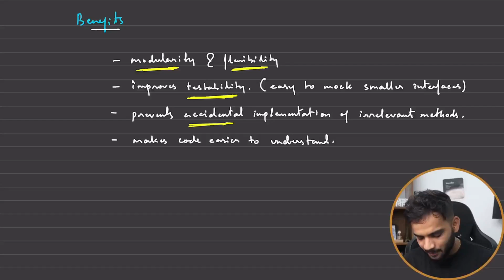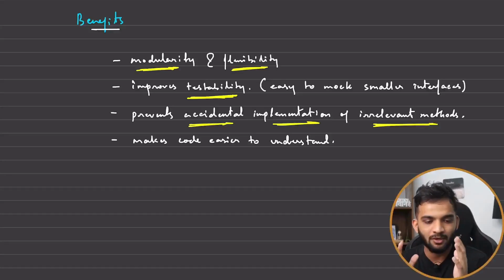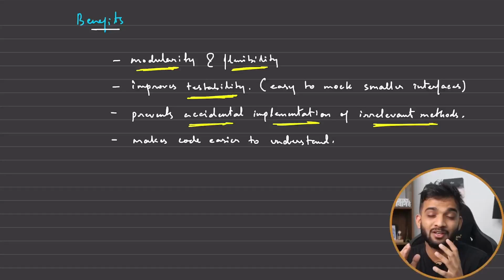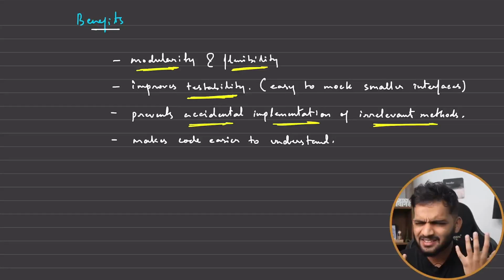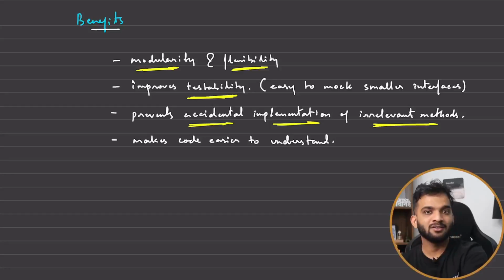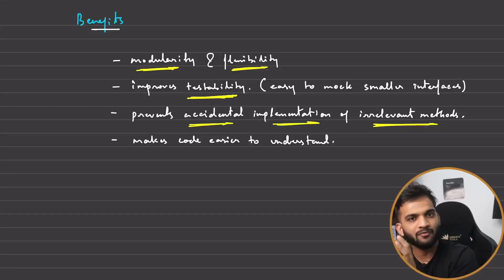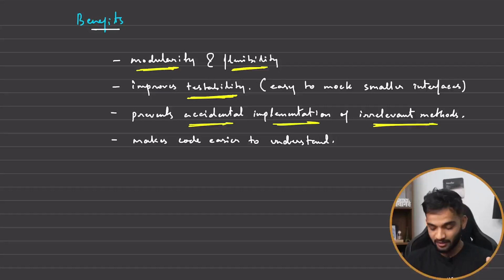Prevents accidental implementation of irrelevant methods. Now, it won't happen, but just imagine if the rider in the Uber class is driving the car. Does it make sense? No, because the driver has to drive the car. As a rider, I can't drive the car, specifically a car that belongs to the driver, right? So accidentally, it might happen that you implement that functionality and someone would accidentally end up using it. So that is why it's better to segregate them into smaller interfaces and make sure they're aligned to the clients that need it actually. Perfect.